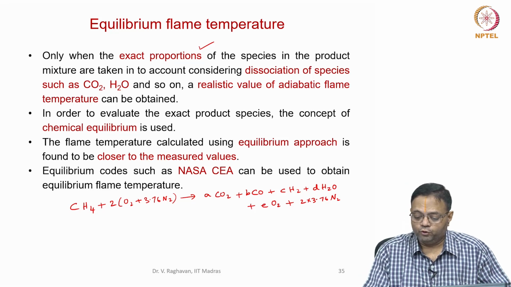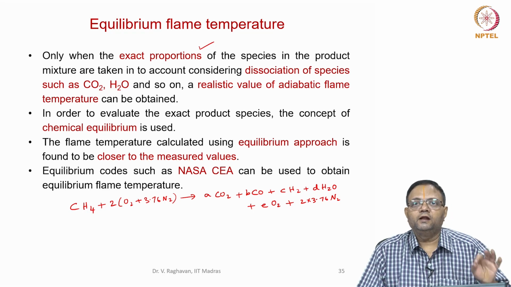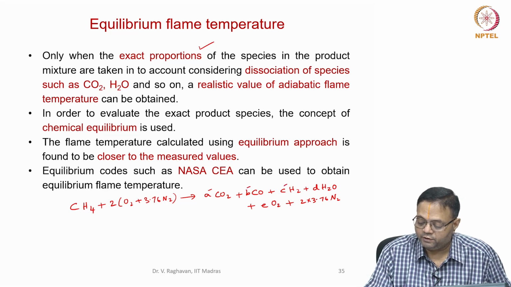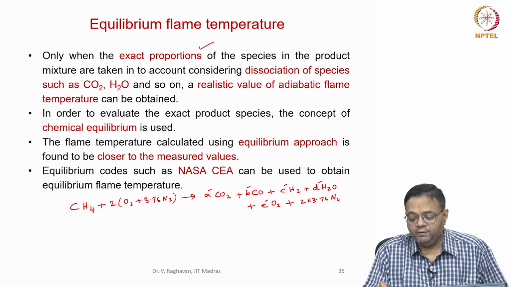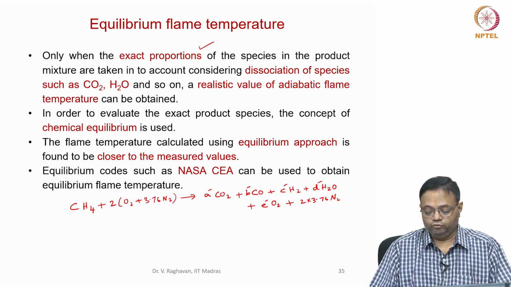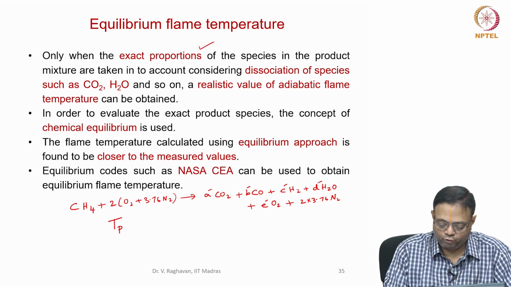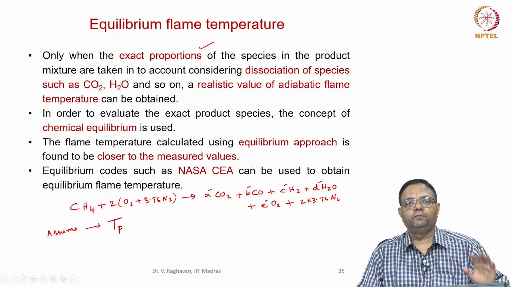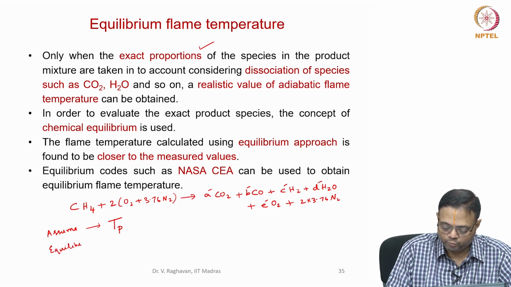So if you do a calculation like this, then I can find the realistic temperature. Now what is the problem with this? First of all, A, B, C, D, E, 5 unknowns are there, and the values of A, B, C, D, E depend on temperature itself. So if Tp is the product temperature, it is assumed. Assume a value of Tp. Now then go to chemical equilibrium.